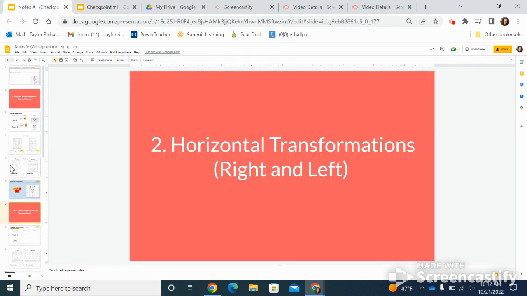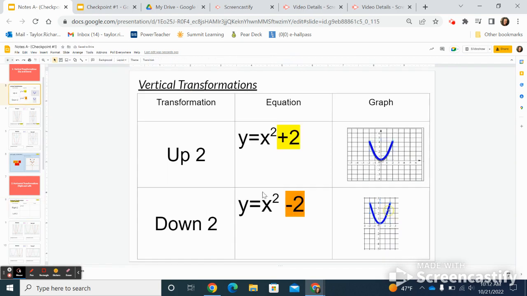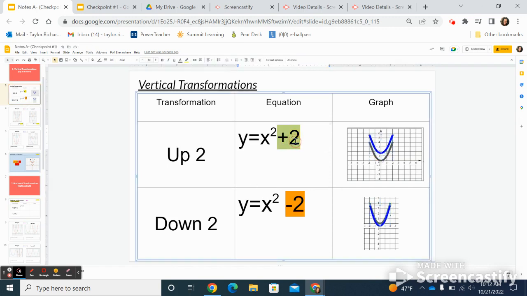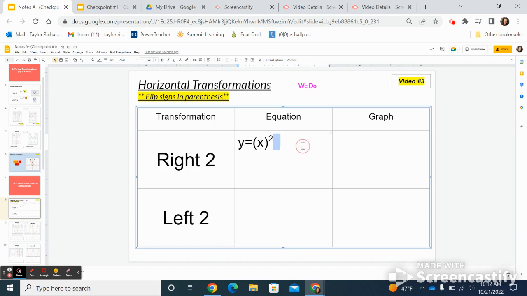So the first transformation: what if I wanted to move my graph right 2? I'm actually going to flip over here to a different slide. For right 2, we're always going to start with our parent function, which is y equals x squared. The only thing now is I want you to put parentheses around my x. Remember, when we were going up and down, we had no parentheses, we had a +2 or a -2. For horizontal, we're going to put everything inside the parentheses. It will not be at the very end.